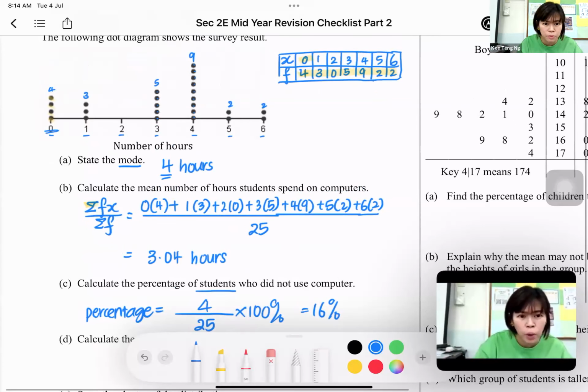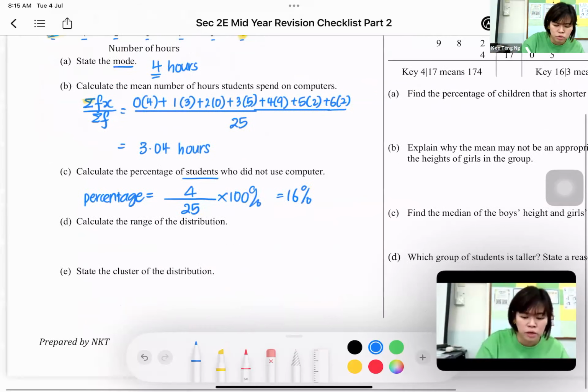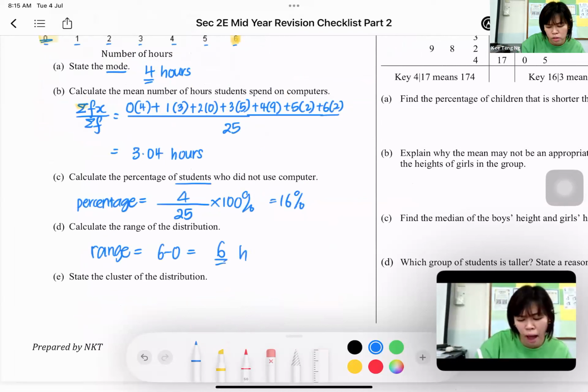What is the maximum data value? I'm not looking at my frequency, I'm looking at the data value. So my highest data value is actually 6. Then my smallest data value is 0. So our range will be 6 minus 0, or 6 hours. Okay. Next one, state the cluster of the distribution.